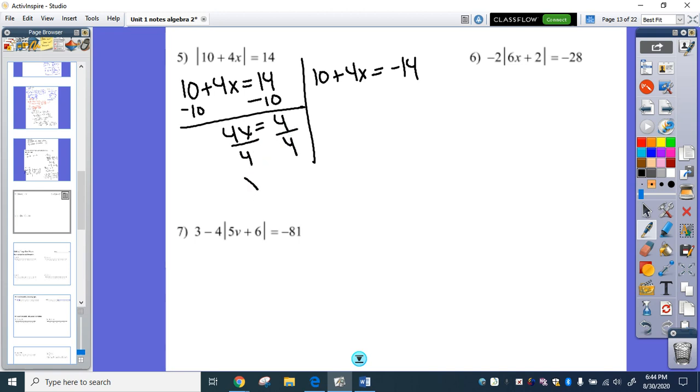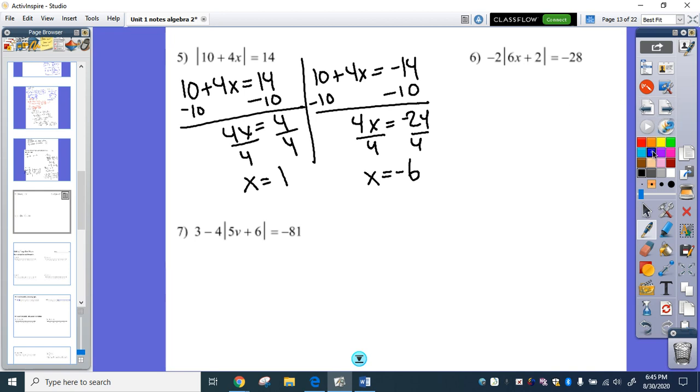Now we're back to solving just like we did in earlier sections. So we get x equals 1 for the left equation. Subtract 10 for the second equation. We get 4x equals negative 24. Divide both sides by 4, and we get x equals a negative 6.